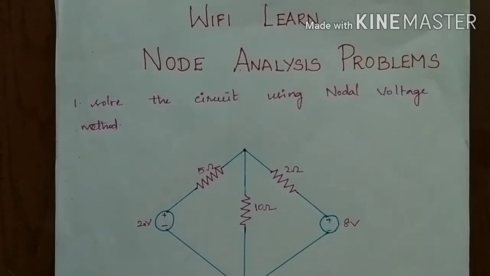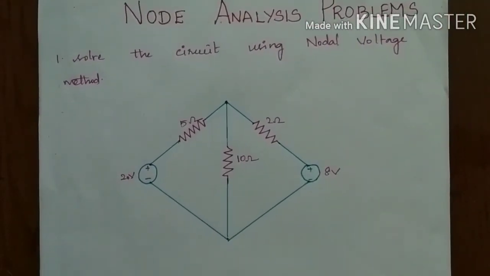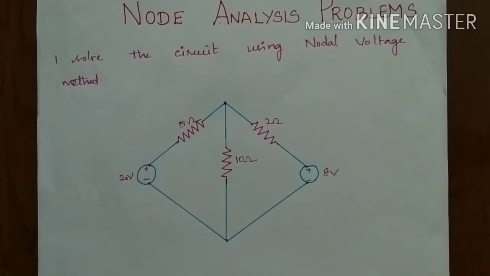In this video, we will see nodal analysis problems. In nodal analysis, there are 4 steps. The first step is to find the number of principal nodes and name them. In the second step, take any one of the principal nodes as a reference. The reference node must be grounded.